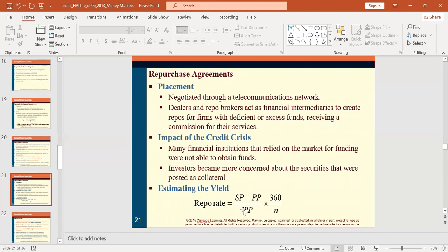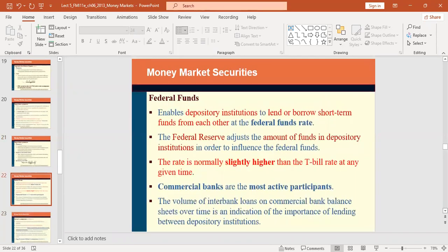In terms of estimated yield, it's similar to the way we calculate for the treasury bills: selling price minus purchase price, divided by purchase price, times 360 over N. So you'll be given all this information and you can just do the mathematics. You can get the answer easily.